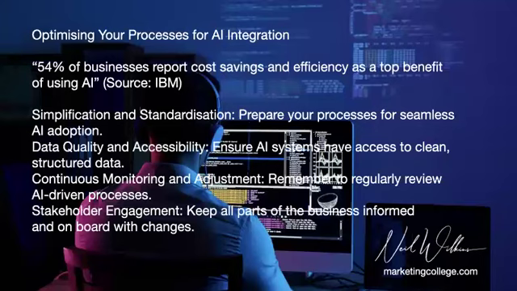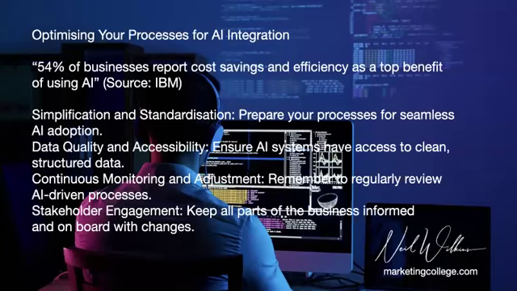It's very, very interesting when you look at the research. I mean, IBM are doing a lot, as you would imagine, of behind the scenes reporting and white papers and research here. And they are saying recently that 54% of businesses report cost savings and efficiency as a top benefit of using AI. So AI within process integration is a key thing now. And we're seeing that more than half of businesses doing this stuff are already seeing cost savings and efficiency. And of course, if we do this in marketing, our ROI of marketing is going to increase.